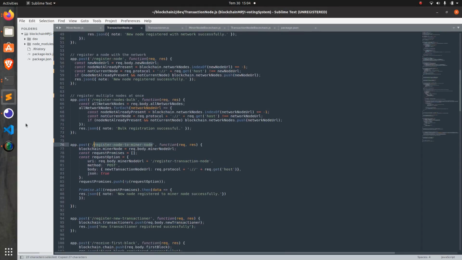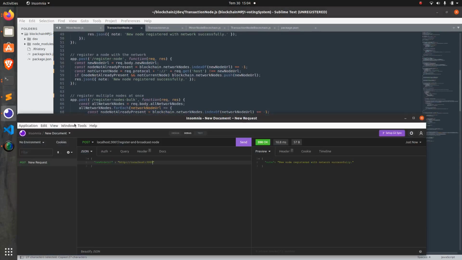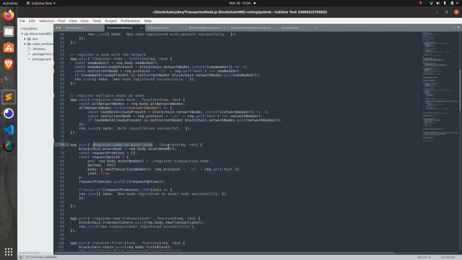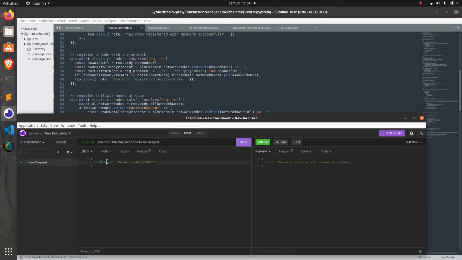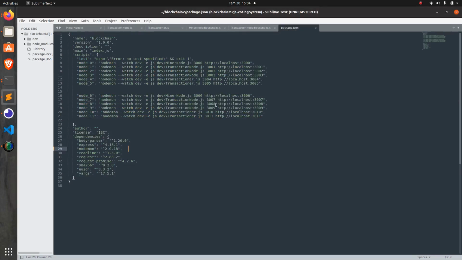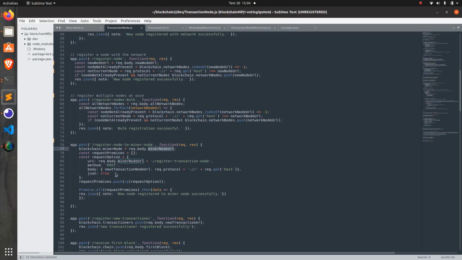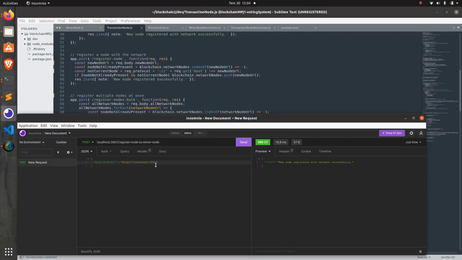I am registering these transaction nodes to their miner node, because it is here at this subnetwork. Its miner node URL is at port 2006.